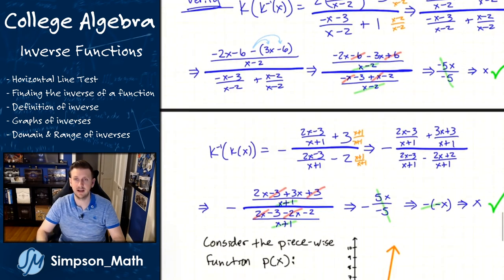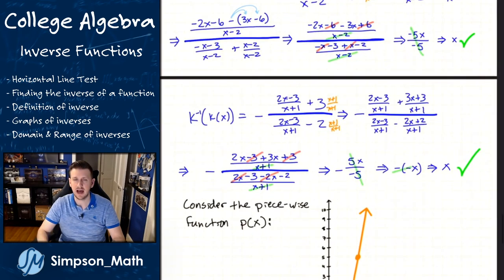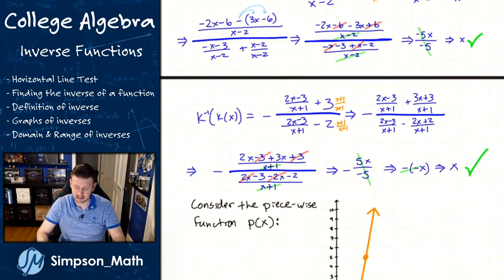Done. Works the other way as well. Not going to go through that. When I plugged into the inverse, I opted to plug into the one that has the negative pulled out, so I didn't have to worry about as many negatives. So then at the end, I end up with a negative times 5x over a negative 5. The 5's reduce, then I reduce the negatives. Negative 1 times negative 1 is a positive 1, and I still end up with x.